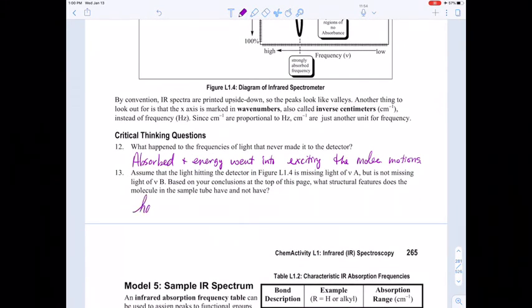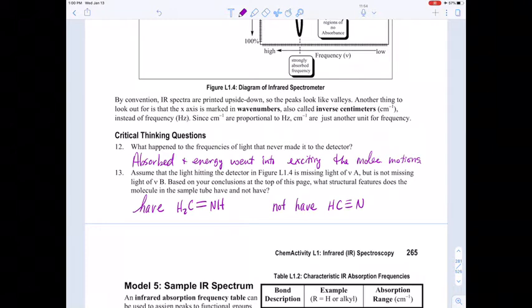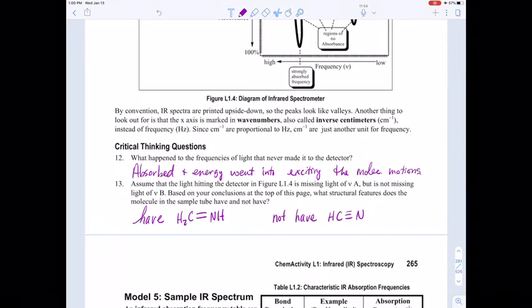So that would tell us that we have this somewhere in our molecule, and it does not have something like this. Okay, we know that because of this information right in here.